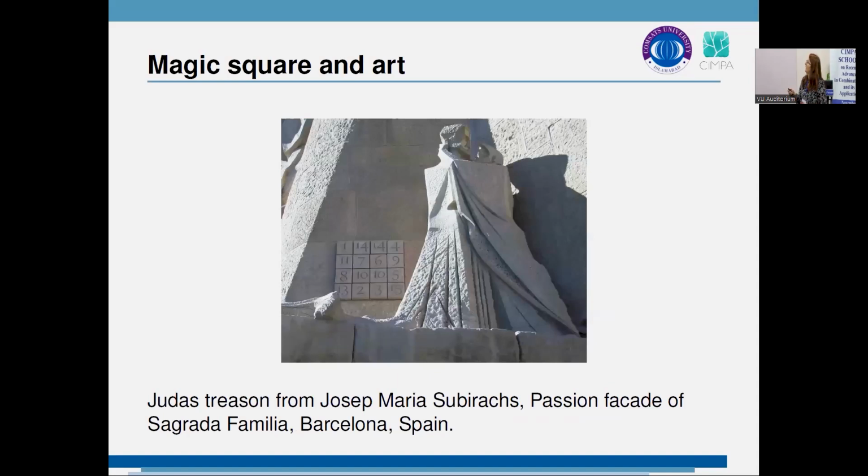Or you can find it when maybe some of you have visited Barcelona in Spain, and there is the Passion facade of the Sagrada Família by Josep Maria Subirachs. Here you can find something that is not really a magic square, it's a semi-magic square. It has some properties, the sums are constant, but we do not use numbers from one to n squared, we somehow modify them. But we can find it.